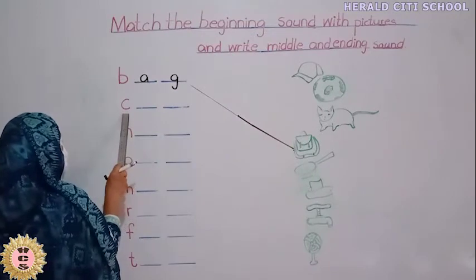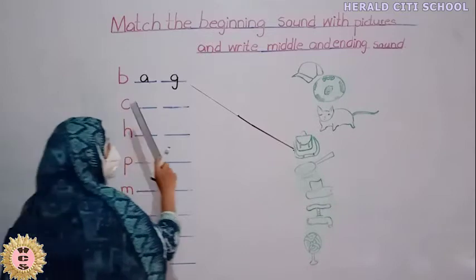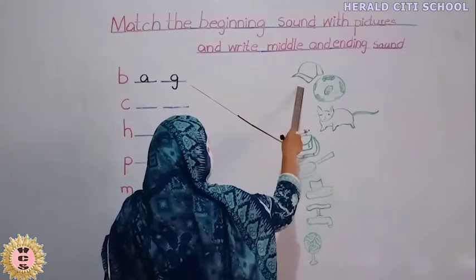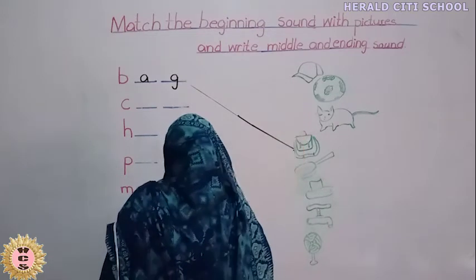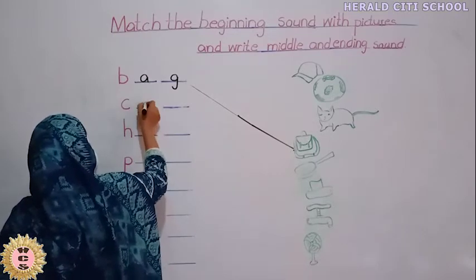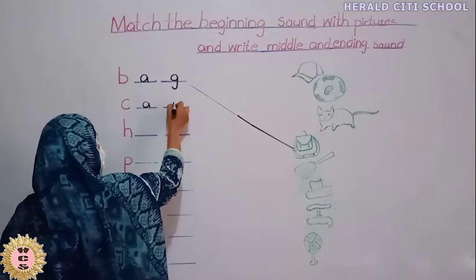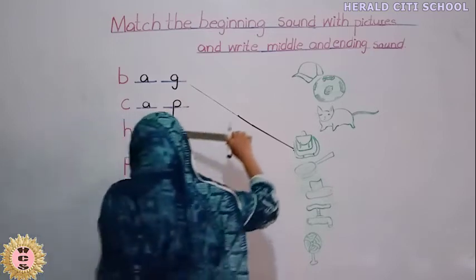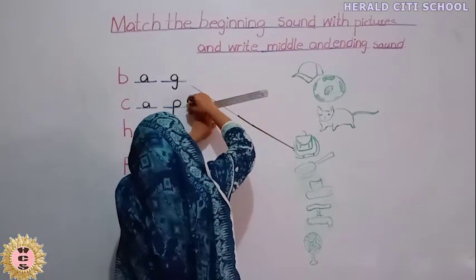Which sound is this? This is cab. Now let's see, children. This is cab. Yes, it is starting from the K. So we have to write here the spelling of cab. K-A-B, cab. And we should match the spelling of cab with cab.